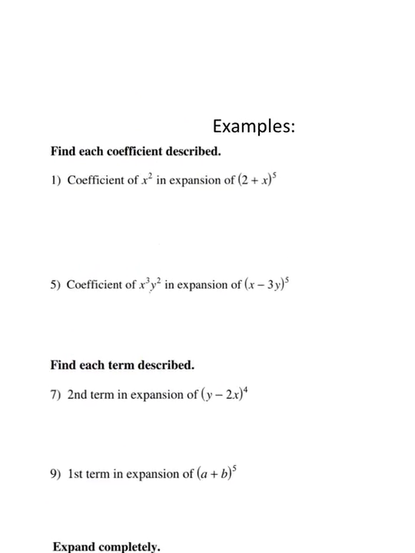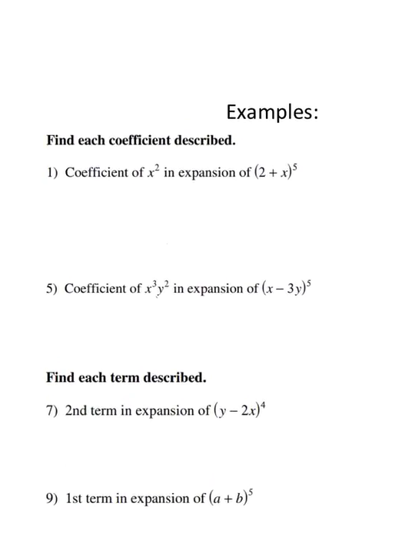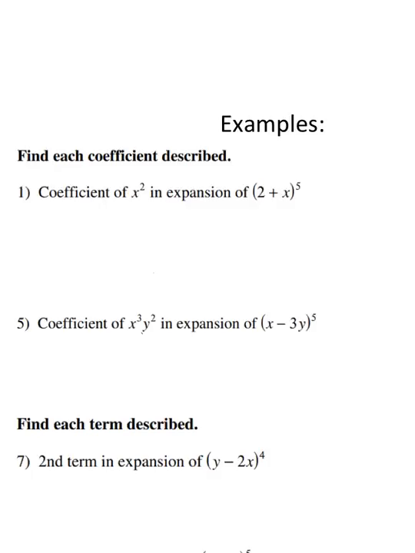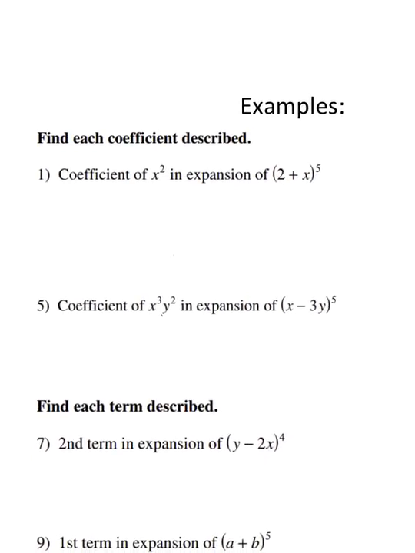So at the beginning it says find each coefficient described: the coefficient of x squared in the expansion of (2 + x) to the 5th. Expansion of means just blow that thing up, right? So multiply 2 plus x by itself 5 times. Well, that's a lot of work, so we're going to use the binomial theorem to help us. Binomial theorem or binomial expansion means I'm dealing with combinations, and I'm dealing with powers on each of these terms.